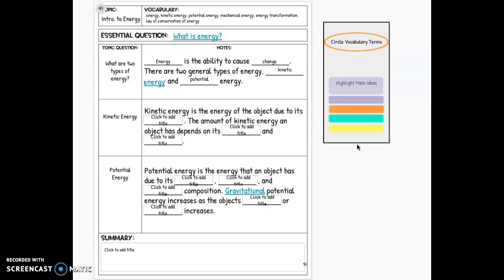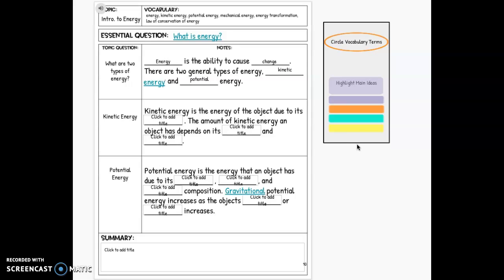So I'm going to simply read through my notes from top to bottom. I'm not going to skip any sections. I'm not going to skip around. So the first topic question says, what are two types of energy? And I wrote, energy is the ability to cause change. There are two types of energy, kinetic energy and potential energy.